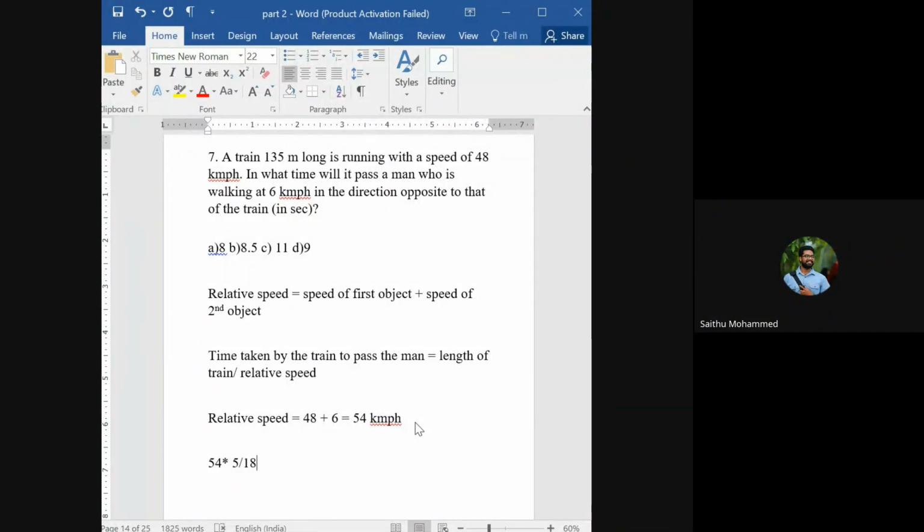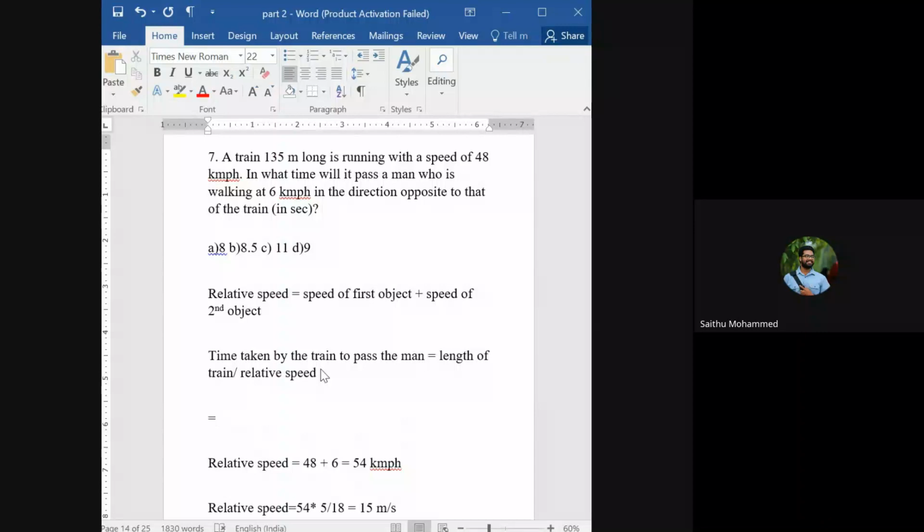equal to 15 meter per second. Okay, 15 meter per second. So our speed is 15 meter per second. Now, what else do we need to find? We have the relative speed here, and the length of the train is already here. That is 135 meter. We just need to apply it here now.